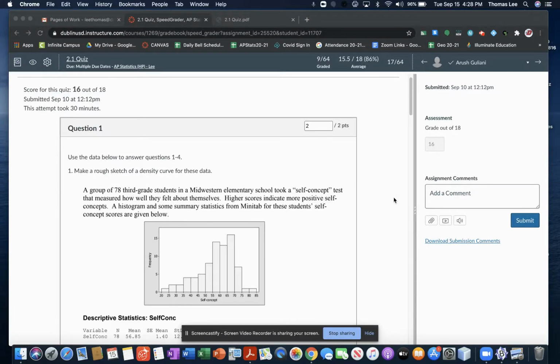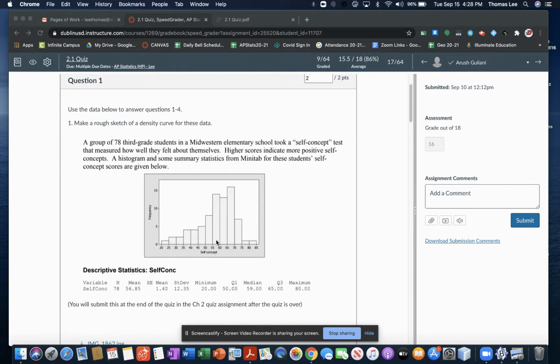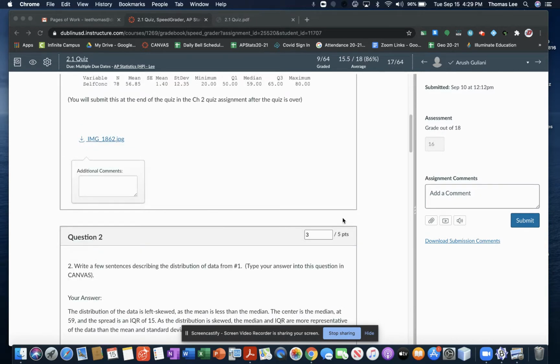Okay, so this was quiz 2.1 that period 6 took. In this first question, you're given a histogram and you're asked to first make a rough sketch of a density curve. The thing I'm looking for is that you labeled your density curve properly and you scaled your axes. And then you need to show that it's unimodal and skewed to the left. So really make sure that you pronounce that left tail in your sketch. Okay, that one I think most people did really well on.